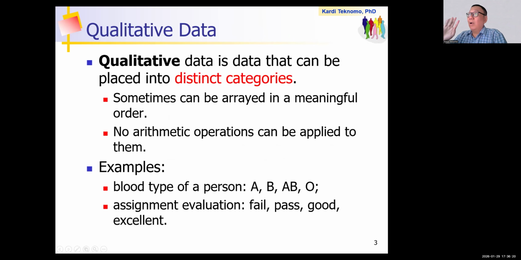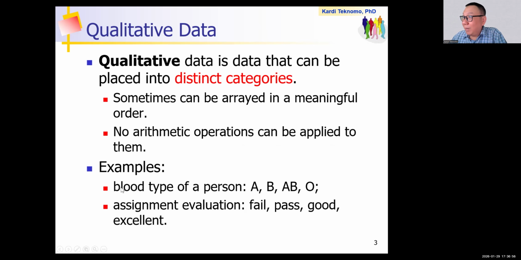So qualitative data is the data that can be placed into distinct categories. Sometimes we can arrange them into a meaningful order, sometimes not. For example, blood type: A, B, or O. And if you get an assignment grade, maybe fail, pass, good, excellent.